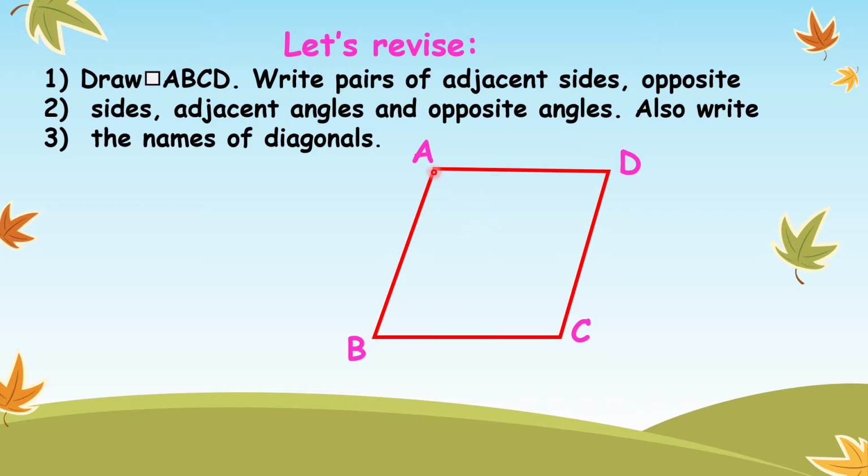Here the opposite angle of A is angle C, so angle A and angle C are a pair of opposite angles. The opposite angle of B is angle D, so angle B and angle D are a pair of opposite angles. Here segment AC is a diagonal and segment BD is also a diagonal.